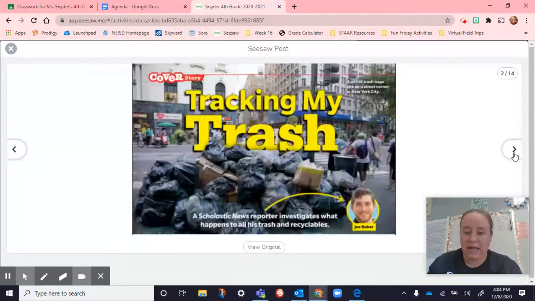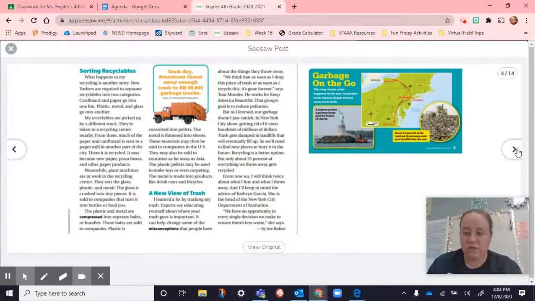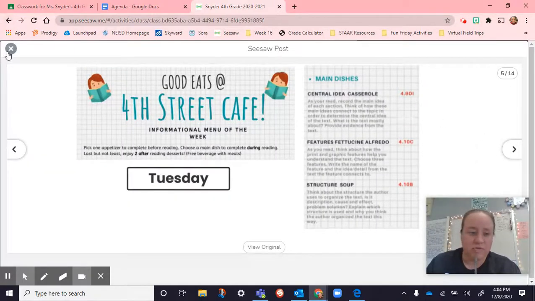And then we went ahead and read this story, Tracking My Trash. It's page 2, page 3, and page 4 here. So we read this. The second page on 3 is all about actual trash that goes in the landfill, how it has to be carried. He's in New York, so it talks about how they move it from one spot to another. And then the second part was all about the recyclables. So we read that, and then tomorrow we'll move on to the main dish.